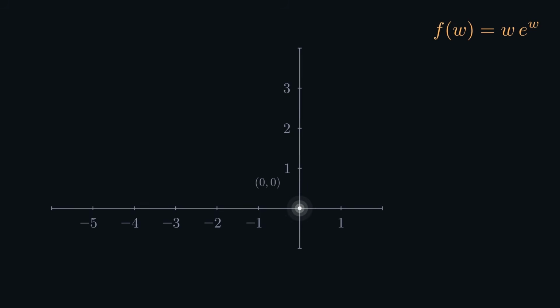At w equals 0, 0 times 1 is 0. So the curve passes through the origin. For w positive, both factors are positive, both increasing. The function rockets up to infinity. That part is easy. For w negative, now it gets interesting. w is negative, but e to the w is still positive. So the product is negative. The entire left half of this curve lives below the axis.